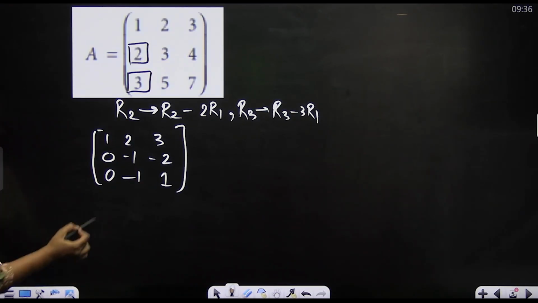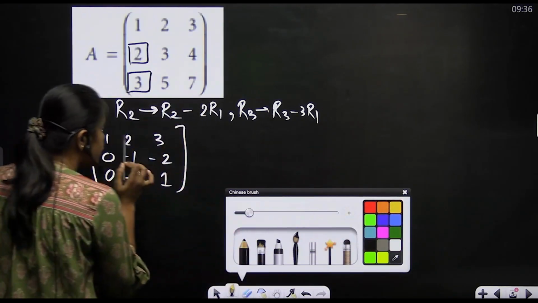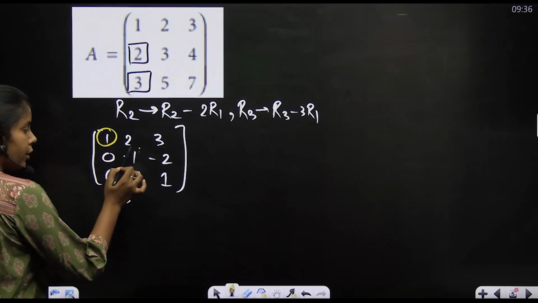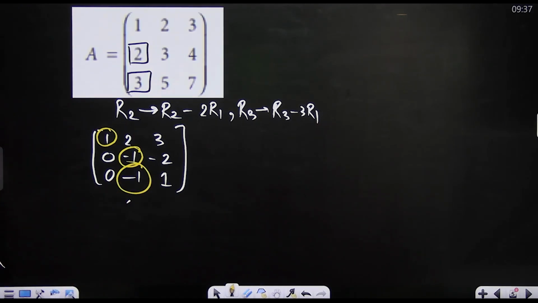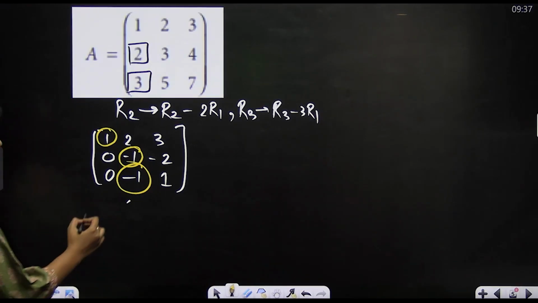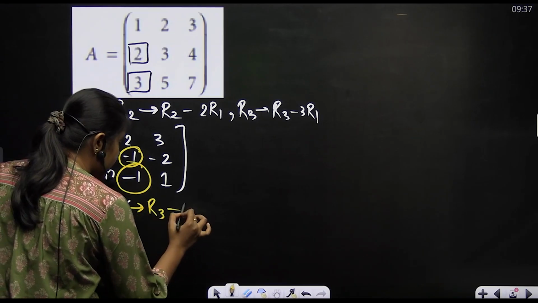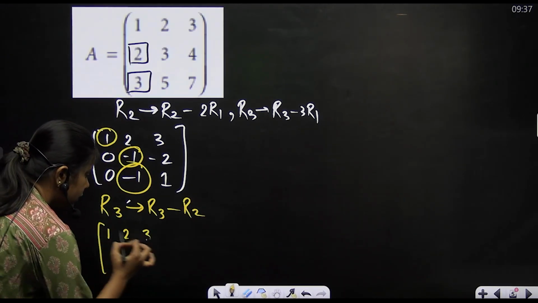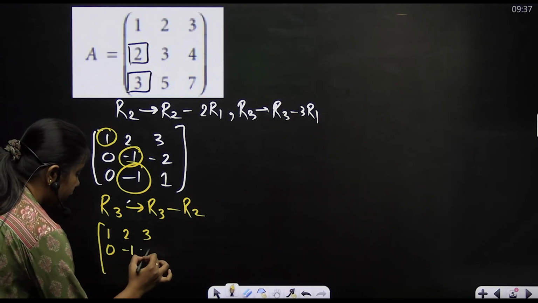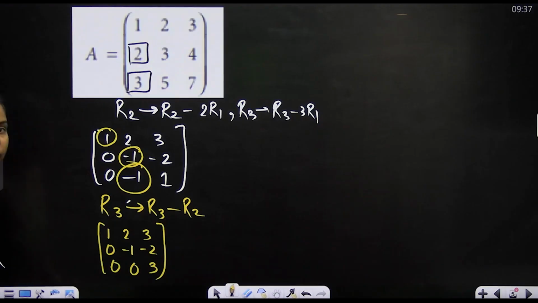Right? But again, if you see this entry, the number of zeros before this entry would be 0, the number of zeros before this entry would be 1, and here it is 1. Now you have to make this value 0, so that it is in an increasing manner. So you would apply the operation R3 tends to R3 minus R2. This matrix would become 1, 2, 3, 0, minus 1, minus 2, and 0, 0, and this would be 3. So this is my matrix.